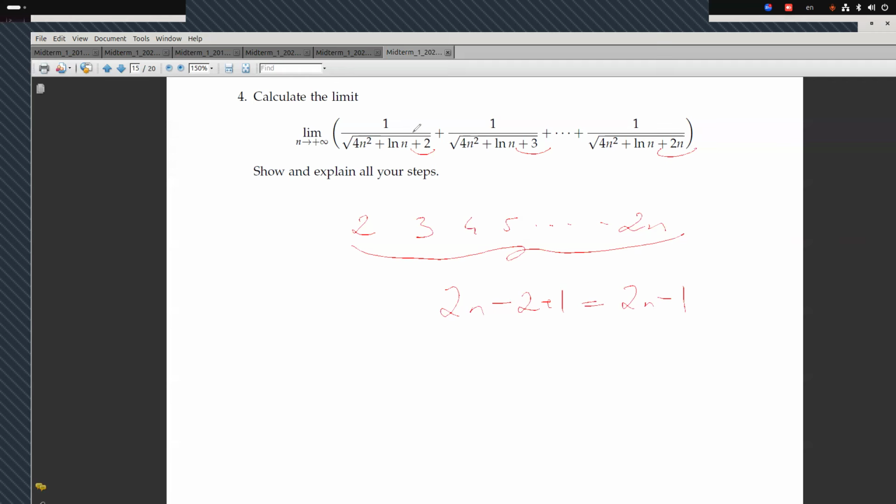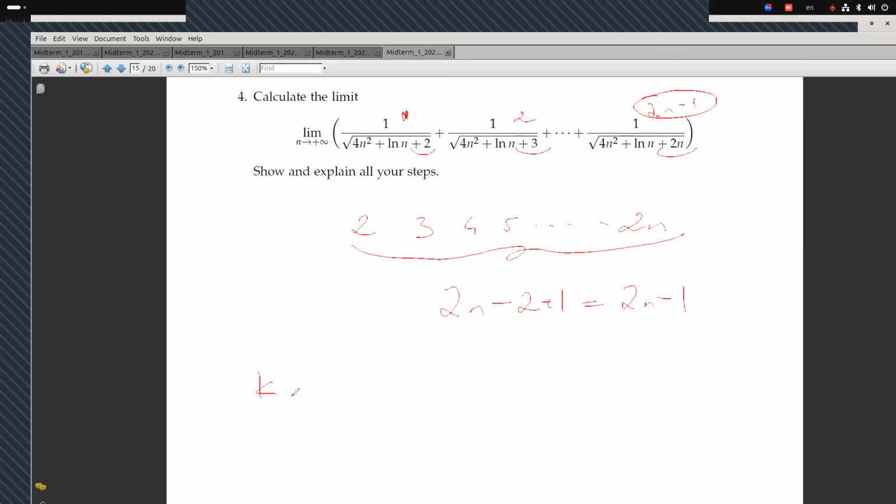Or another approach: here is the first term, here is the second term, then the third term, the fourth term. Which term is the last one? From 2 we are subtracting 1, from 3 we are subtracting 1, so from 2n we also should subtract 1 to get the corresponding term number, 2n minus 1. But yes, how many numbers do we have from 2 to 2n? Just 2n minus 2 plus 1, which is 2n minus 1.